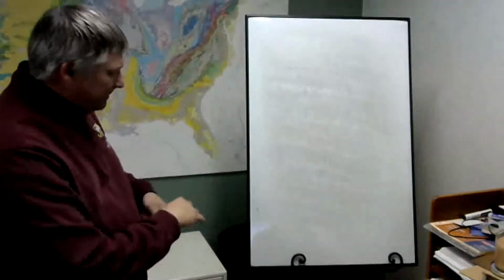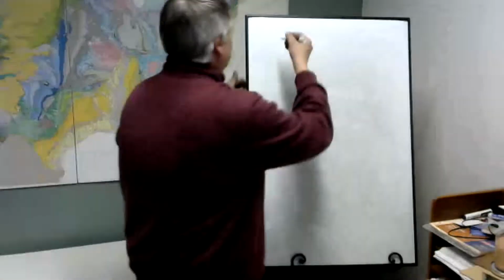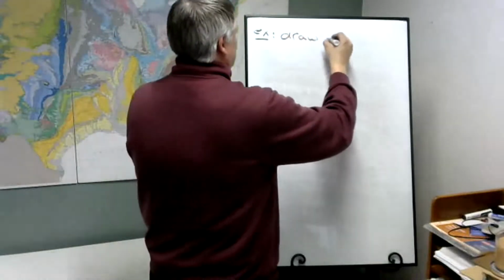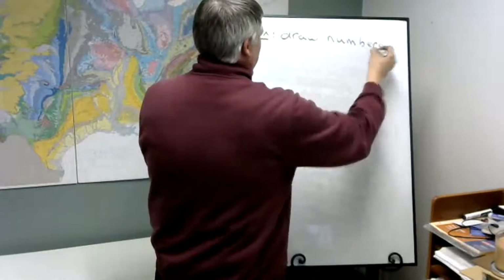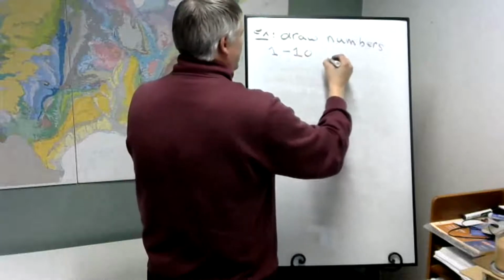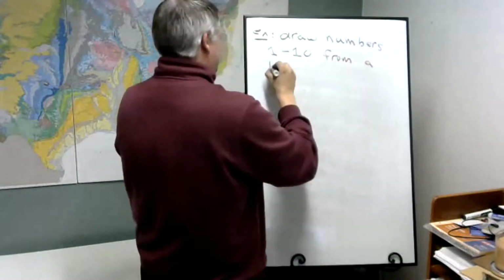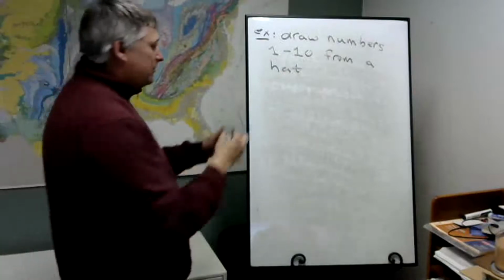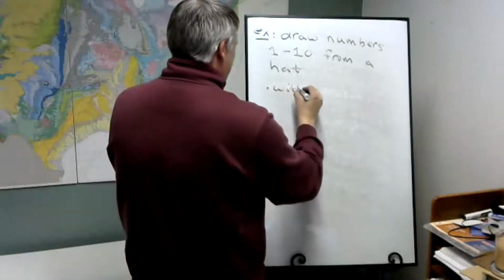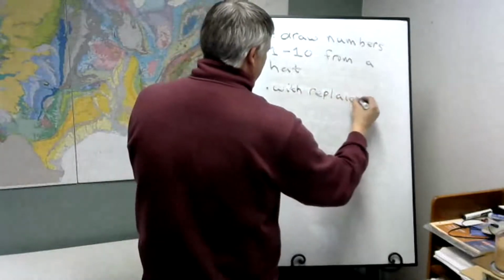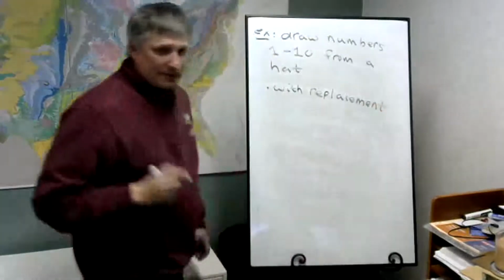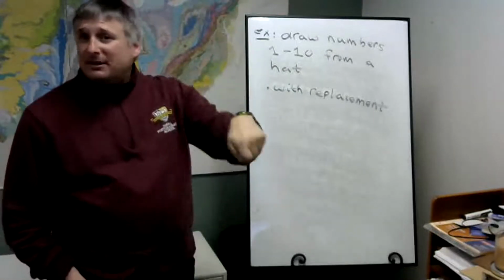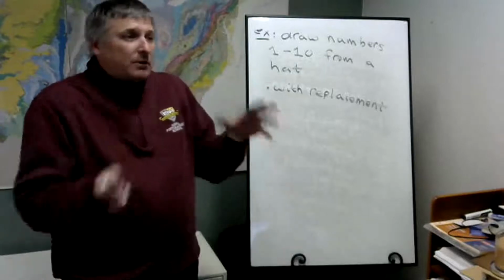So for example, let's say we're going to draw numbers from a hat. So it's numbers 1 through 10. We're going to draw these from a hat. Now, what we're going to do is this with replacement. The idea here is this. When we pull a number from a hat, let's say it's on these little tickets, we put the ticket back in. We just note what number we pulled and we put it back.